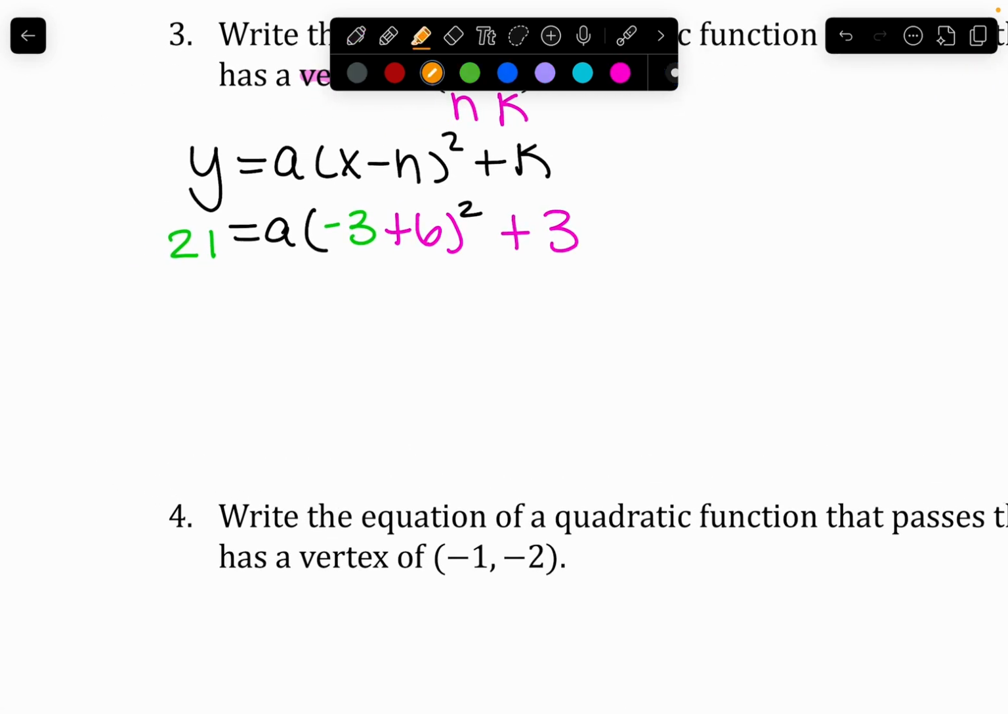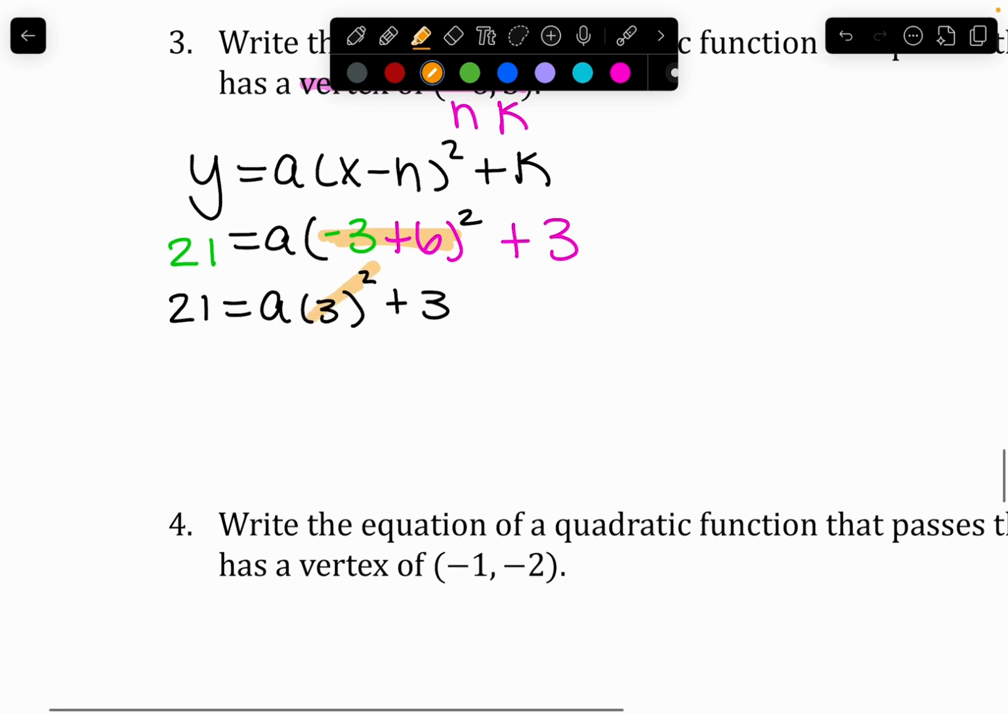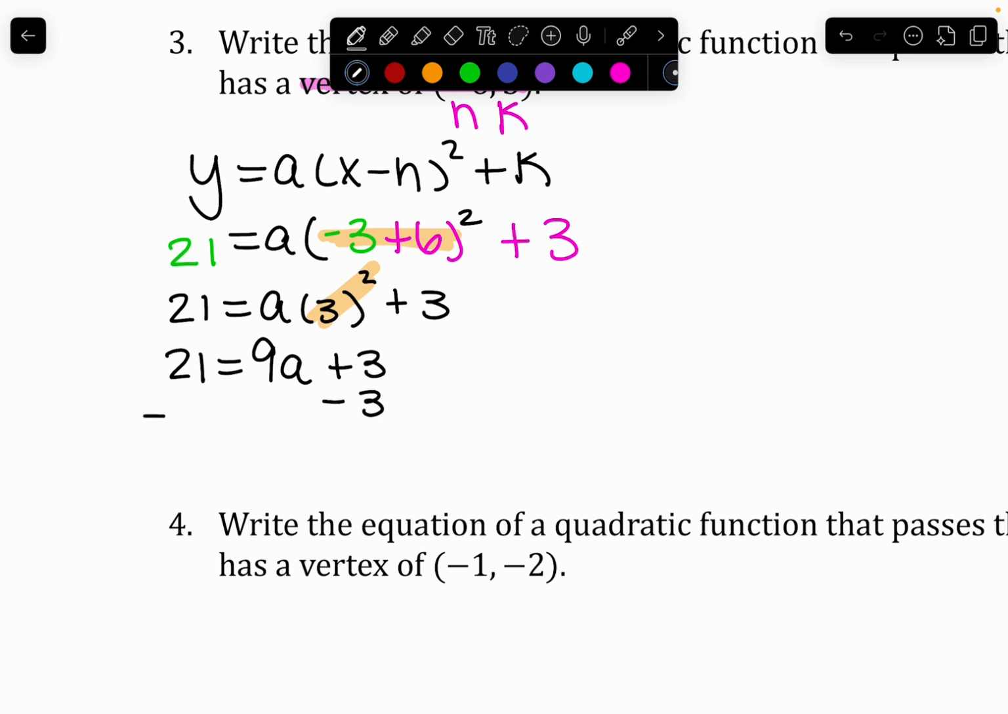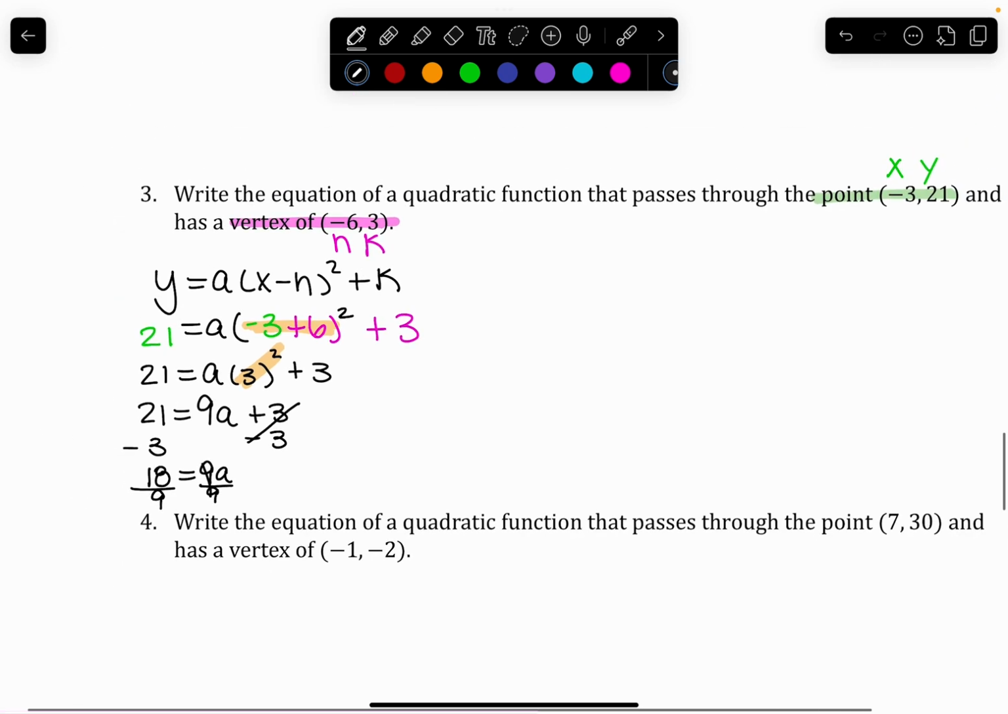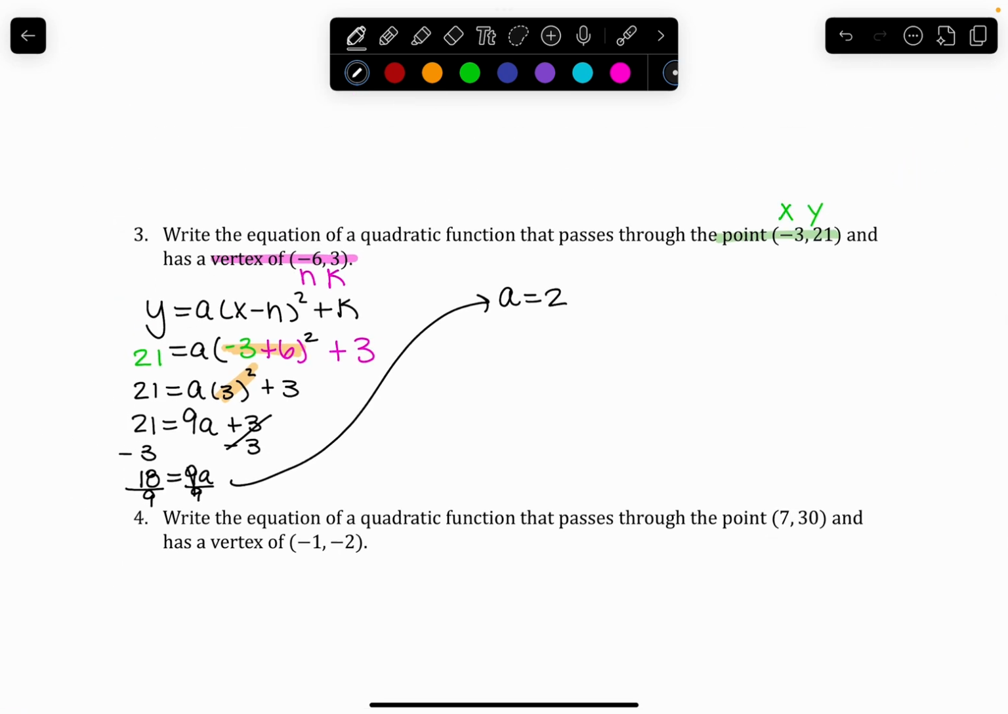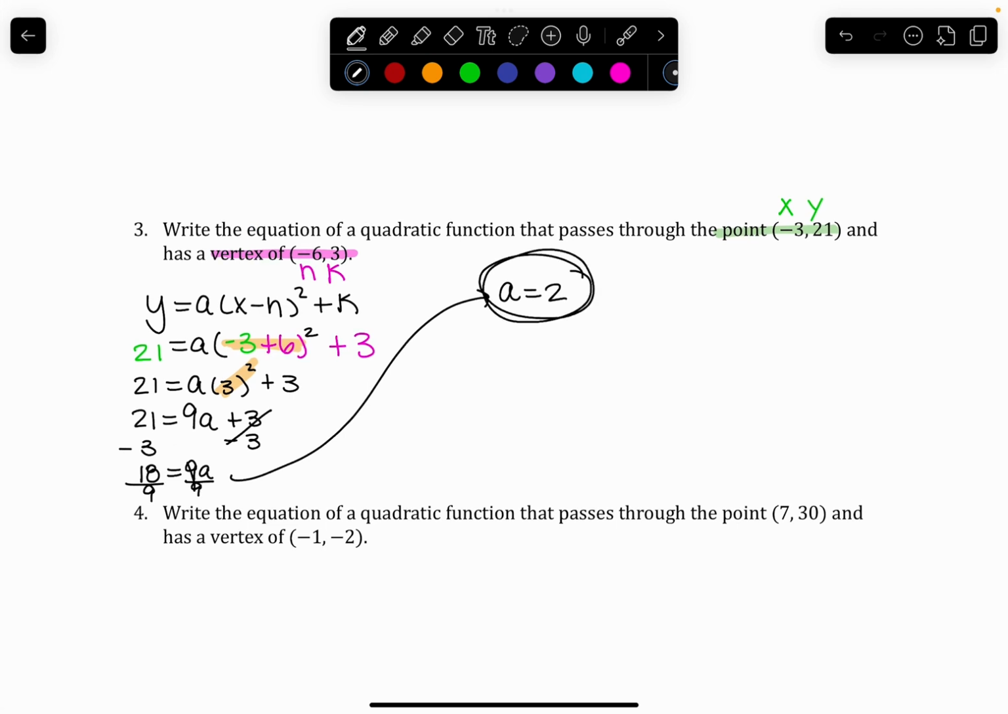From here, my goal is to solve for a, so I will need to simplify the inside of the parentheses first. From here, I am going to square that. And remember that that number goes in front of a. We will subtract 3, which is 18. Divide both sides by 9, and we get that a is equal to 2. Now remember that I need my a value and I need my vertex.